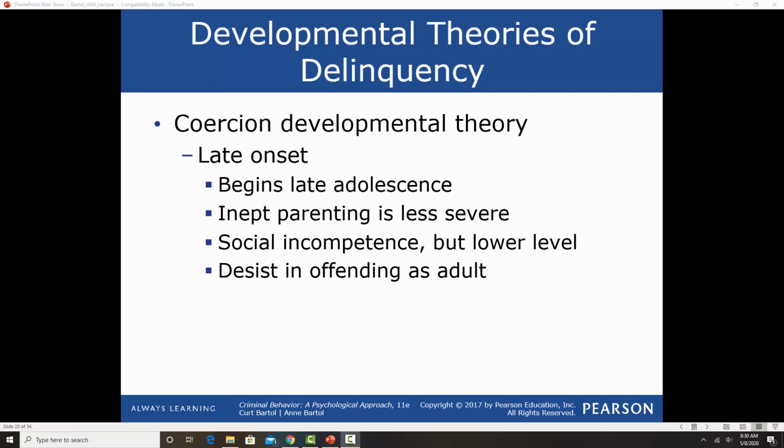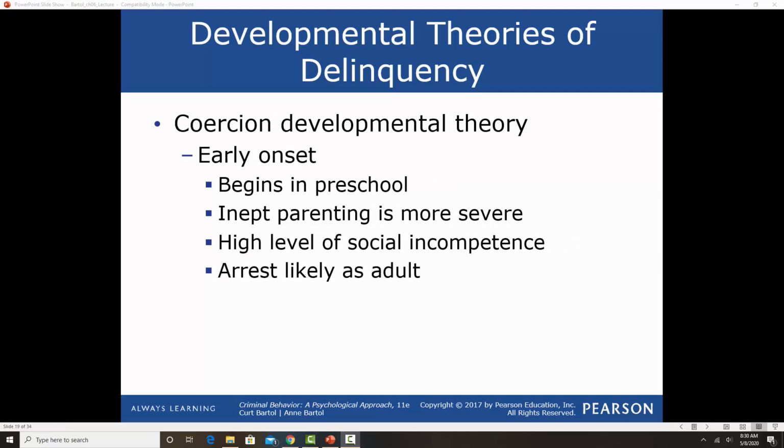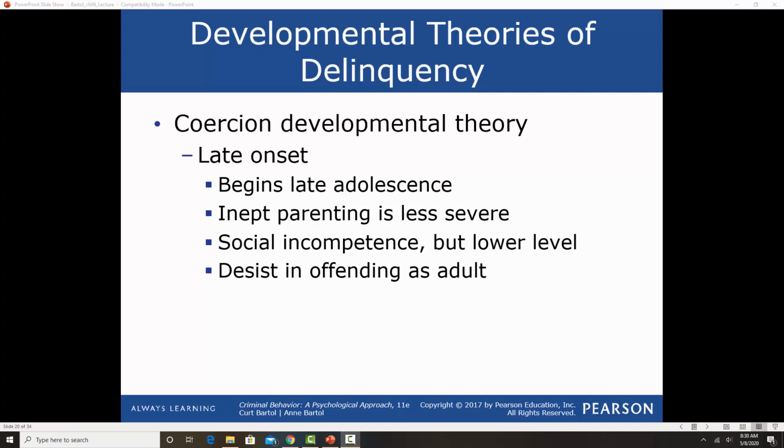Late onset is very similar to Moffat's theory. So this is when people start getting into trouble in late adolescence. Early onset can begin as early as age 4, but really before age 14. Late onset, he suggested, is age 14 or later. Kids start getting into trouble, and then as they get into their late teens, early 20s, they age out of it, and they don't get into any more trouble and don't engage in adult crime.